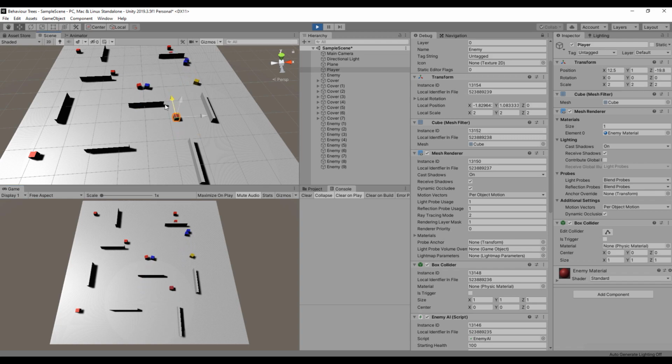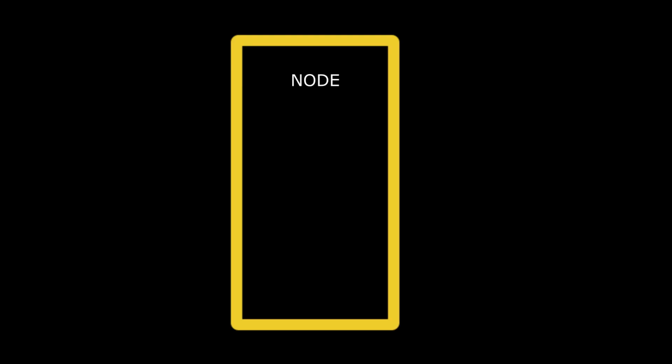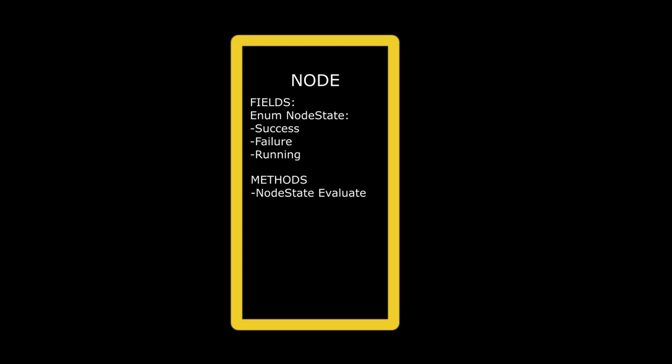For this project, we will use Unity 2019.3. All of the units of the tree are objects of class of type node. Each node has a field that describes the state of the node. Each node can have only one of three states: success, failure, and running. Each node also implements a method called evaluate, which will run every time you want to evaluate the tree and find the proper behavior. In this method, we set the node state field value.